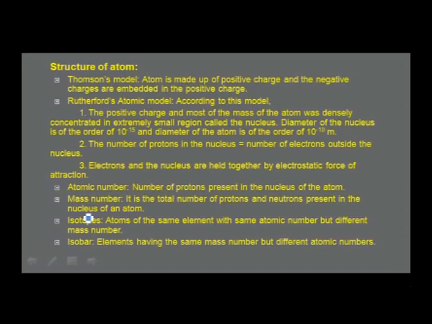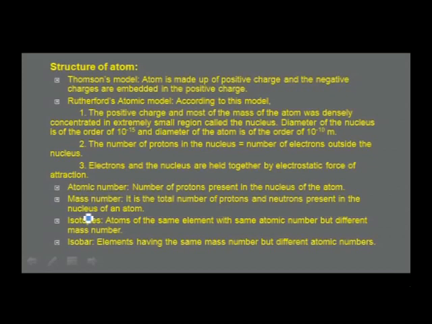Before going to the next model, let me give you the definitions of some other important terms that we come across. Atomic number, it is the number of protons present in the nucleus of a neutral atom. Mass number, it is the total number of protons and neutrons present in the nucleus of an atom. Atomic number is normally indicated by Z, and mass number is indicated by A. Isotopes are the atoms of the same element with same atomic number but different mass number.